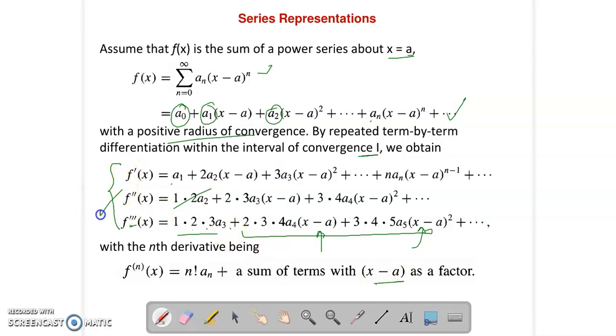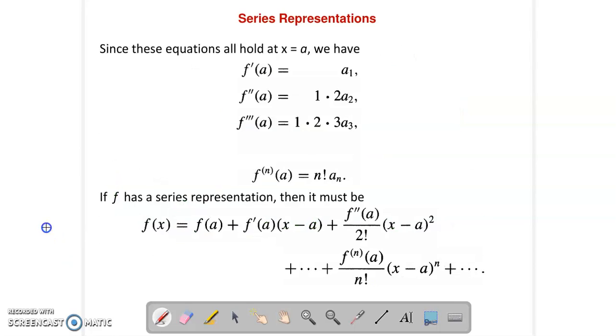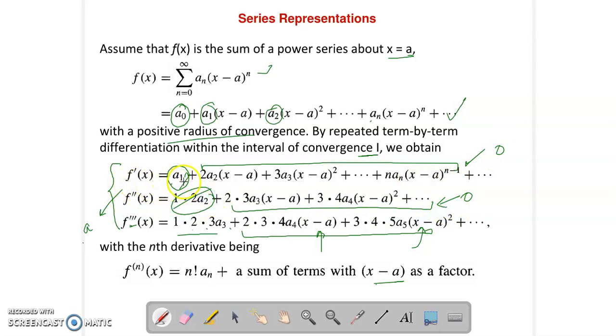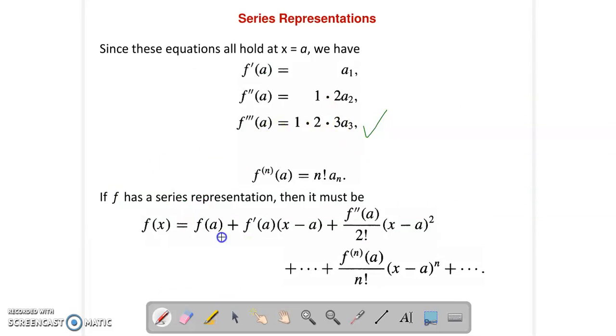Now we will evaluate the values of these derivatives at the point a. So what is f'(a)? You can see that all these terms are not going to contribute. At x = a, all these terms will turn out to be 0. So basically the first term is the only one that contributes. So f'(a) is a1, f''(a) is 2 factorial times a2, and f^(n)(a) is n factorial times an. So we can conclude this.